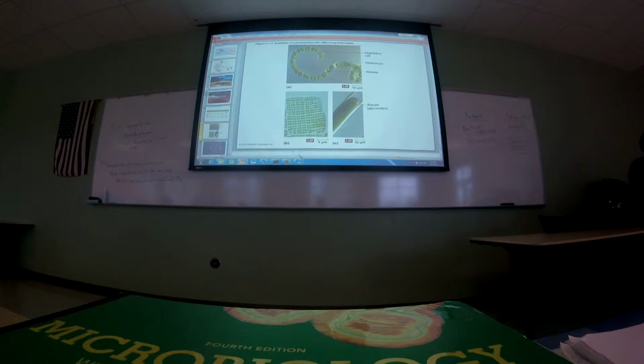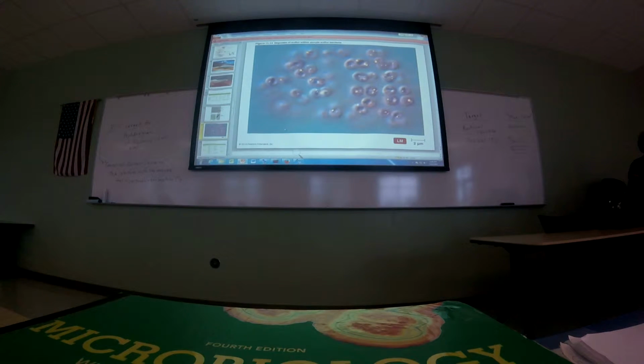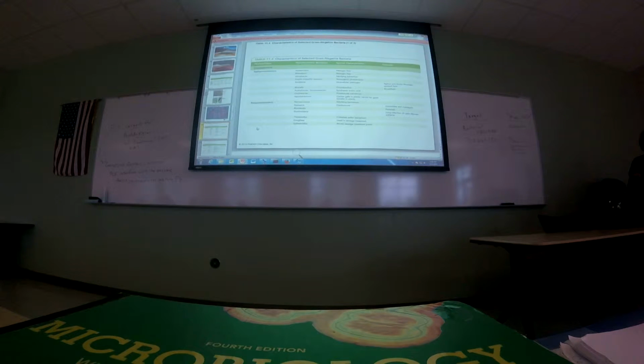Look familiar? Cyanobacteria. Here's some purple sulfur bacteria. Thank God we don't have to study those. Alrighty. This is the newer classification of bacteria.